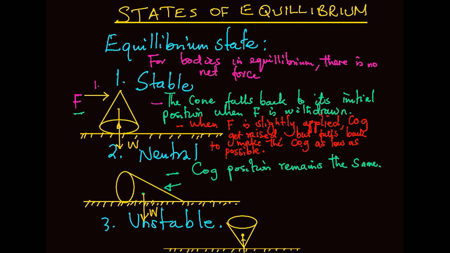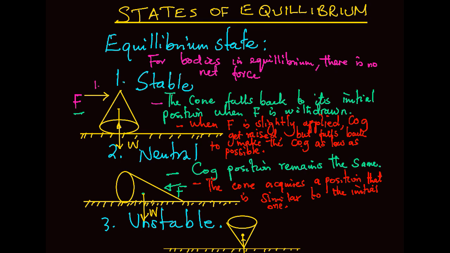So when F is applied, the cone acquires a position that is similar to the initial one. That is for neutral equilibrium state.